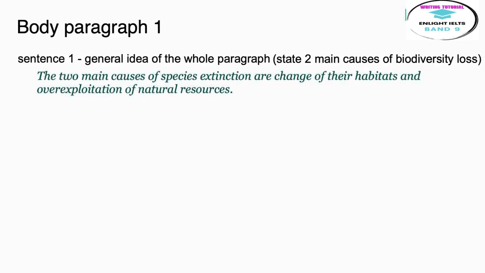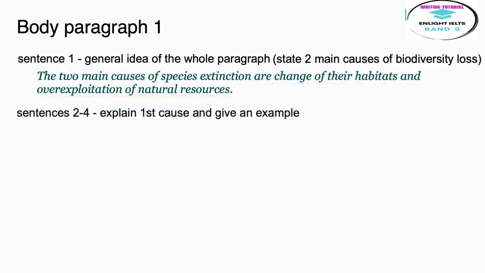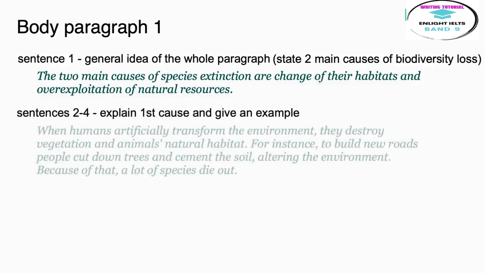The 2 main causes of species extinction are change of their habitats and overexploitation of natural resources. Remember, we have produced these ideas earlier, so now I simply plug them into my sentence. Excellent! Moving on. Now I have to explain the first cause and give an example. Here's how I wrote it.